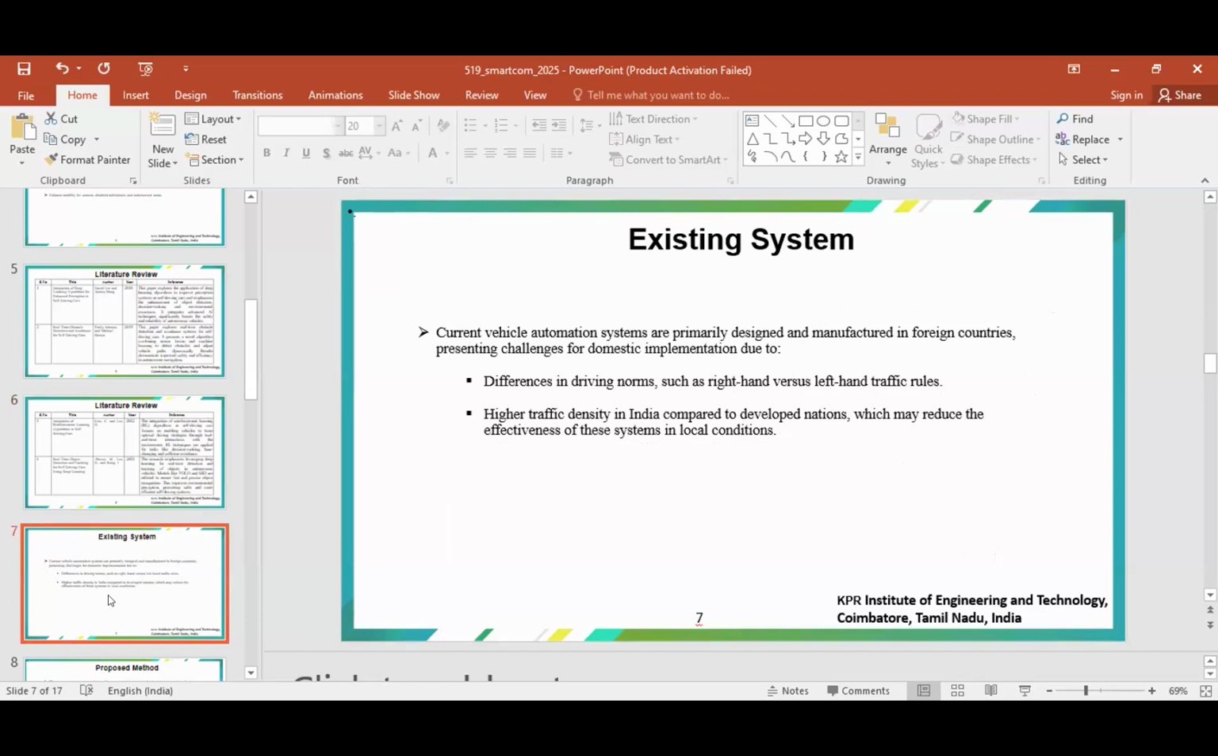Current vehicle automation systems are primarily designed and manufactured in foreign countries, presenting challenges for domestic implementation due to differences in driving norms, such as right-hand versus left-hand traffic rules, and higher traffic density in India compared to developed nations, which may reduce the effectiveness of these systems in local conditions.